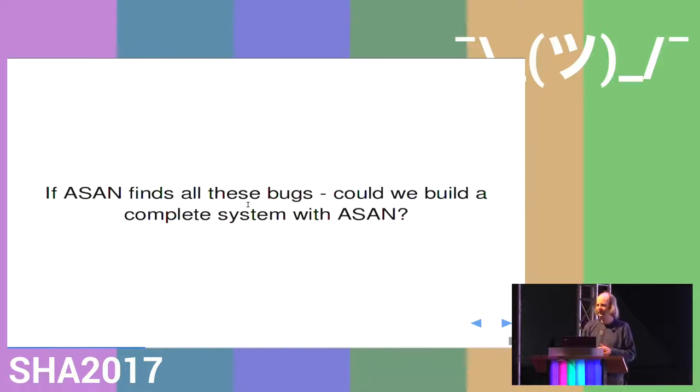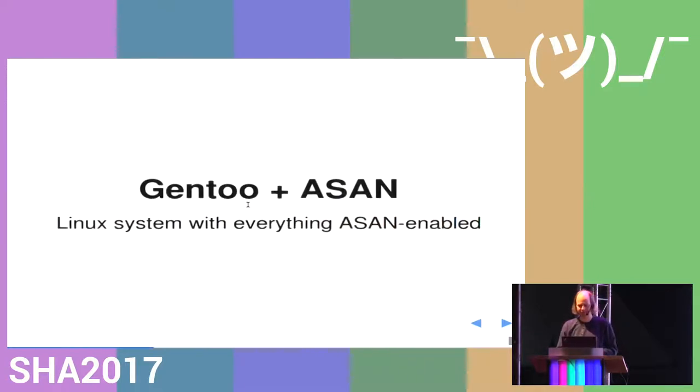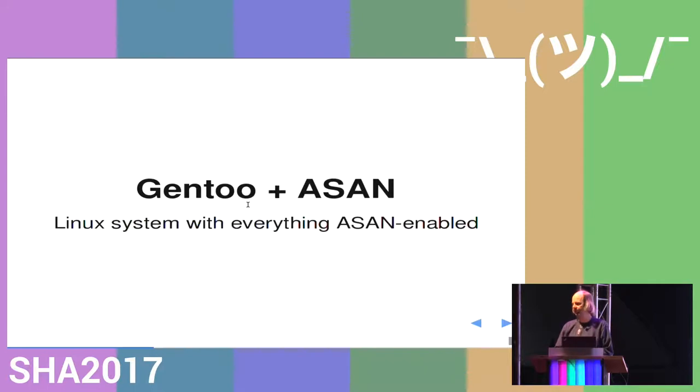When Address Sanitizer finds all these bugs, you could wonder, okay, what happens if we try to build a whole system with it? Like just a whole Linux system. I mean, we have all the code. We could do that. So what I did was I created a Gentoo system. With Gentoo, it's kind of convenient because it's anyway a system that you compile yourself. It wasn't that easy because you have dependency issues and you need to get the right order in which you compile the packages. But eventually it worked and I was able to run a full system compiled with address sanitizer.